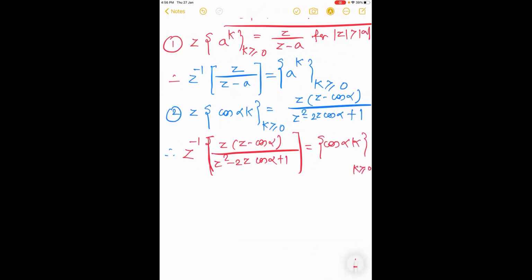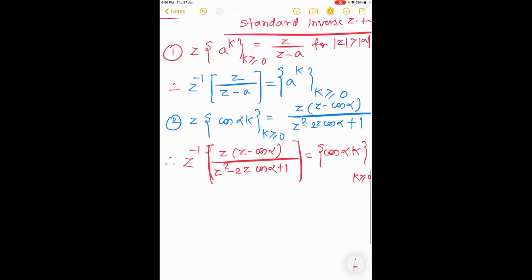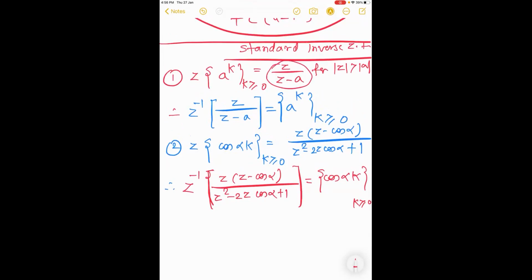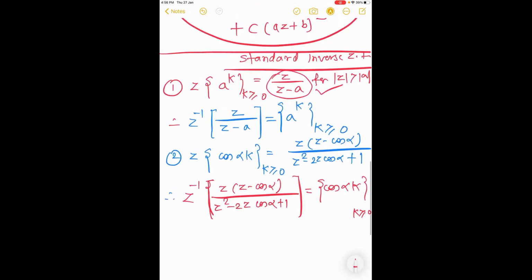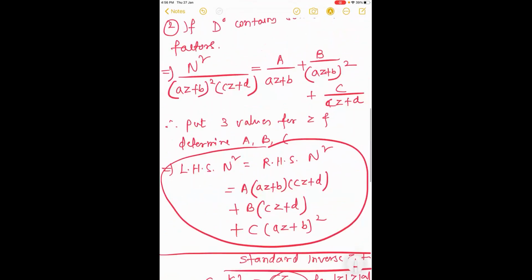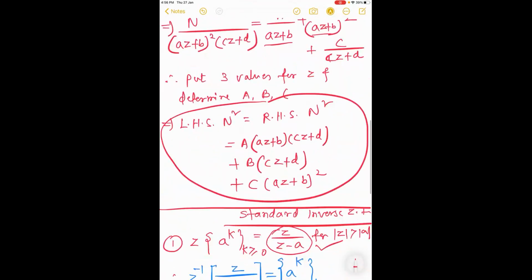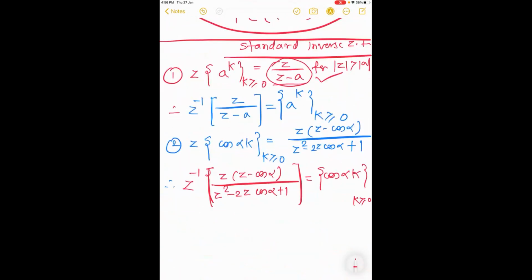Are you following? This way, the standard answers you have to get with the help of that inverse formula. Most of the time, this is required, because we are taking it into the partial fraction form, so our denominator will be like a linear factor. This is your linear factor: Z minus A, Z minus B, like that. And that answer you have to get in terms of A raised to K, 2 raised to K, 3 raised to K, and like that.